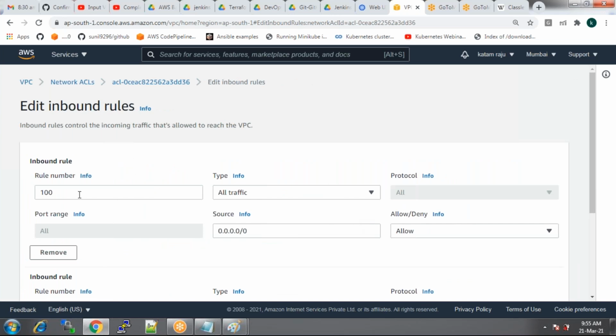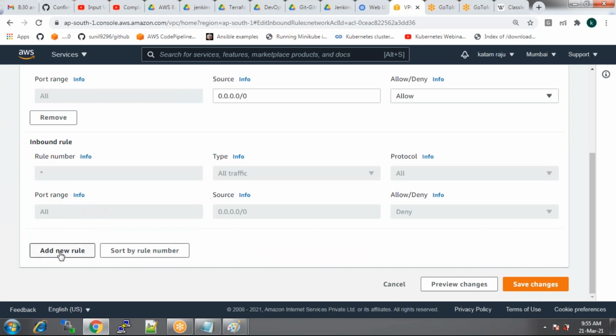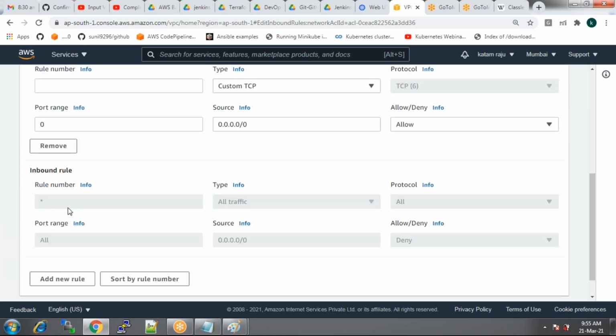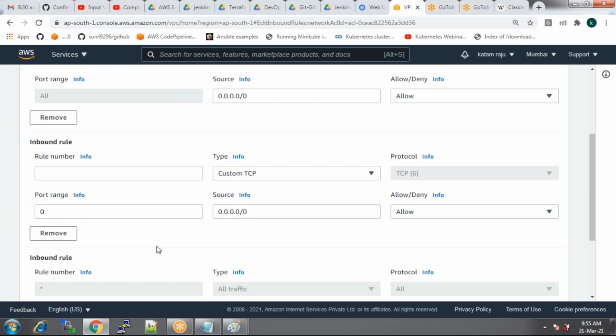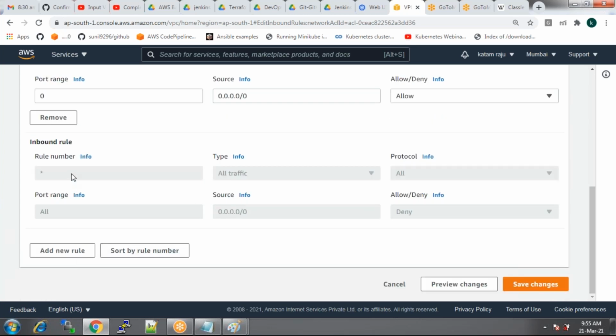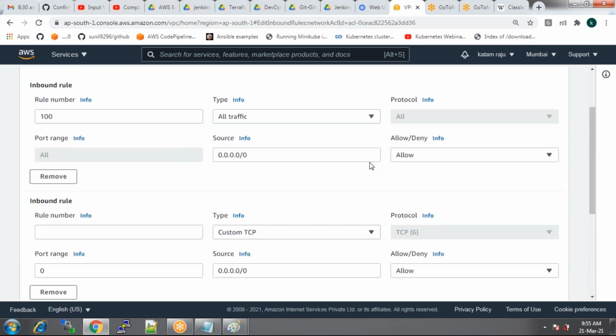So what is that? Your inbound rules have some priorities. If I go with 100 as my inbound rule name, then that has the highest priority. I want to create more rules. You can create more rules with add a new rule. I want to add a rule. So add a rule, but it's not taking it. Okay, this is the one. Rule number is 101, and this has the second priority.